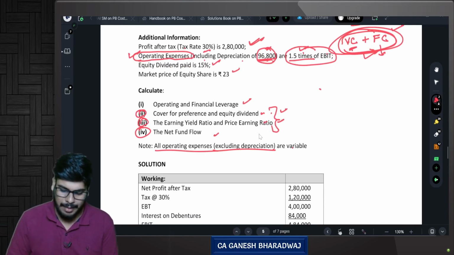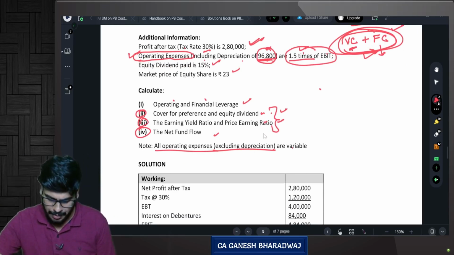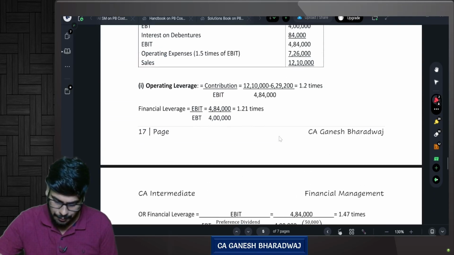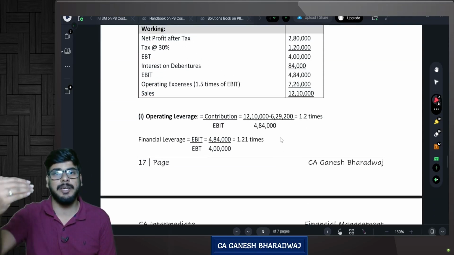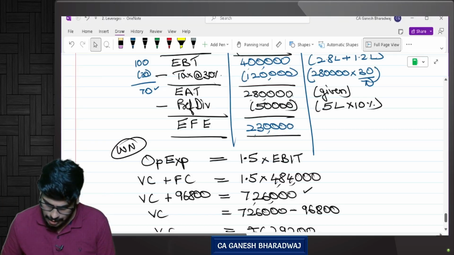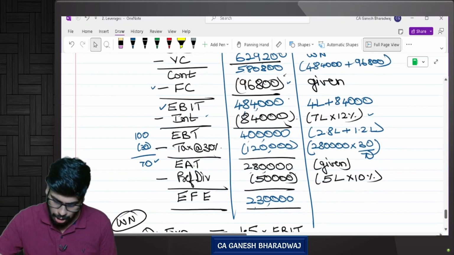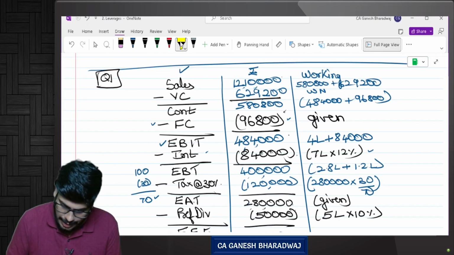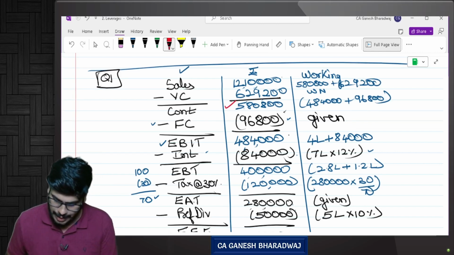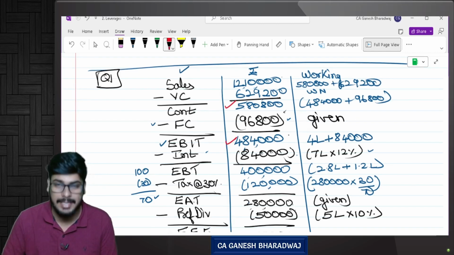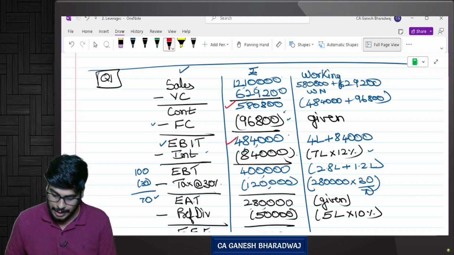Now, first, what have they asked? Operating leverage and financial leverage. Guys, very simple. What is the operating leverage formula? Operating leverage is contribution upon EBIT, correct? So how much is my contribution? So contribution is going to be 5,80,800 upon EBIT, sandwich, remember that, 4,84,000, correct?